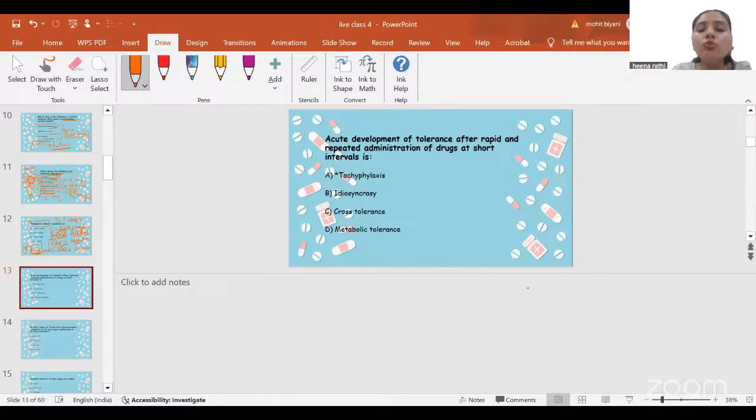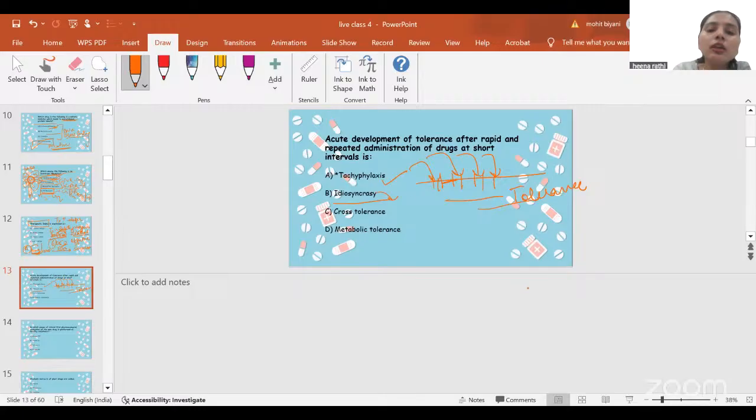Next question, acute development of the tolerance after rapid and repeated administration of the drug at the shorter interval is called. Whenever we are going to give the repeated dosing at the regular interval, then there is the development of the tolerance, because the receptors in that area become desensitized, or they can be down regulated because of that repeated succession of the dosing. So this is called the tachyphylaxis.